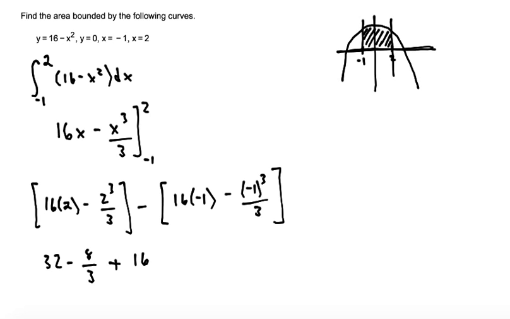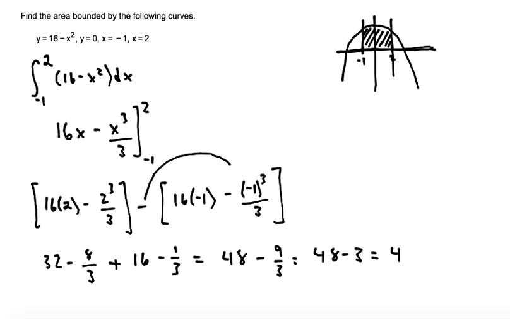From here we have a -1 cubed, which makes a -1, but then there's a negative in front, so that makes it positive, but then distributing the negative on the outside makes it back to negative, so minus 1/3. So if we simplify that, we get 32 plus 16 is 48, and then the minus 8/3 and the minus 1/3 goes to minus 9/3, which is minus 3. 48 minus 3 is 45, which confirms that it is a positive answer.